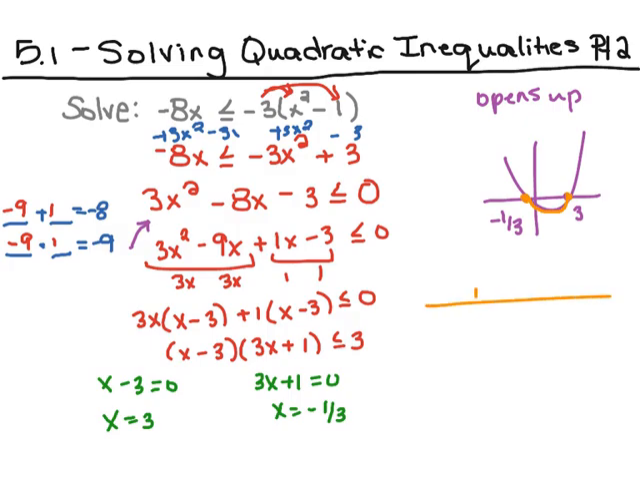If we put this on a number line, it would be a filled-in circle at negative 1/3, highlighted all the way to 3. So our solution set is x such that negative 1/3 is less than or equal to x, which is less than or equal to 3, for all the real numbers. And there's our solution.